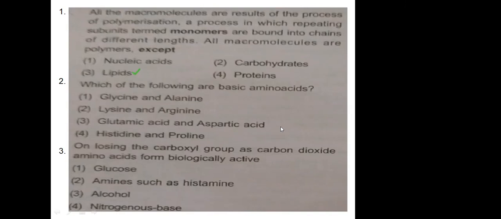Okay, histidine and proline. Basic amino acids possess two amine groups and one carboxyl group. Glutamic acid and aspartic acid are considered to be the acidic amino acids. On losing the carboxyl group as carbon dioxide, amino acids form biologically active amines such as histamine.